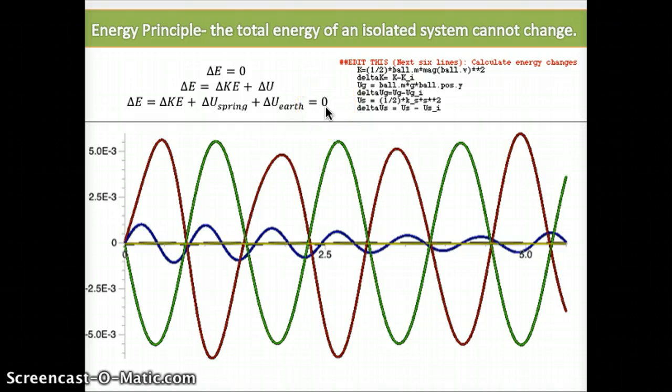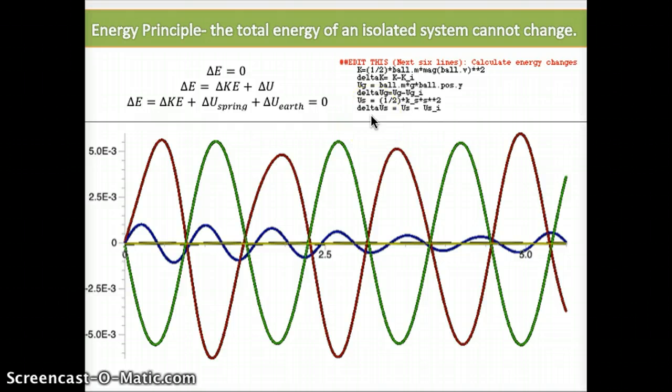Using the system in this instance as a mass, spring, and the Earth, we can calculate the change in total energy. The change in total energy is equal to the change in kinetic energy and the change in potential energy, which is more specifically the change in gravitational potential energy and the change in spring potential energy. We can calculate and graph the changes in the energies using VPython.